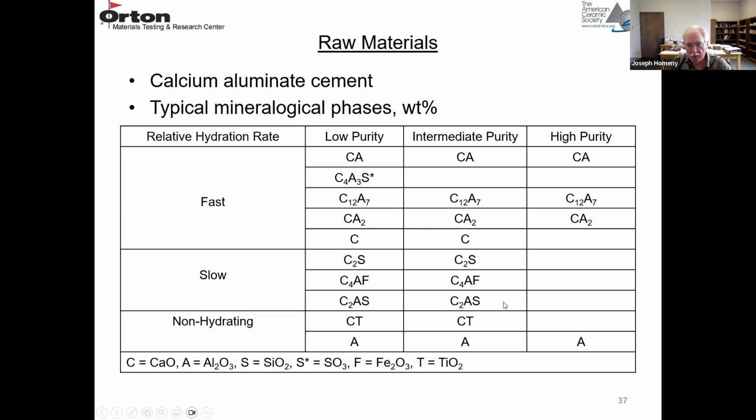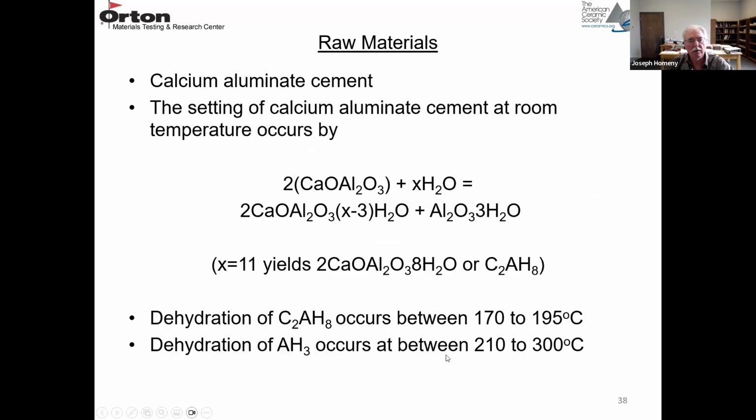And when you go to the higher purity, you won't have any free lime or sulfur or any of these other slow hydrating materials. A calcium titanate or alumina, especially coarse alumina, they're not going to be hydrating. So Ca, Ca2, and C12A7 are the primary phases in these calcium aluminate cements that hydrate. So we'll just look at one of these materials. The primary phase is Ca, that's CaO, Al2O3, and we'll look at how this material sets as a function of temperature.